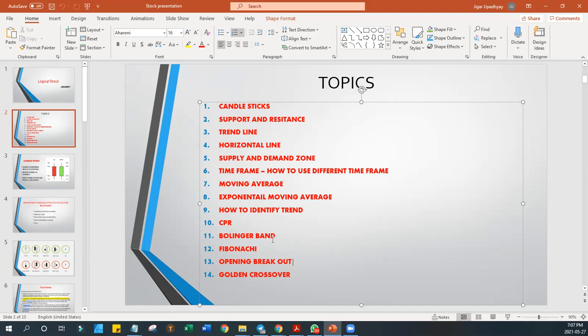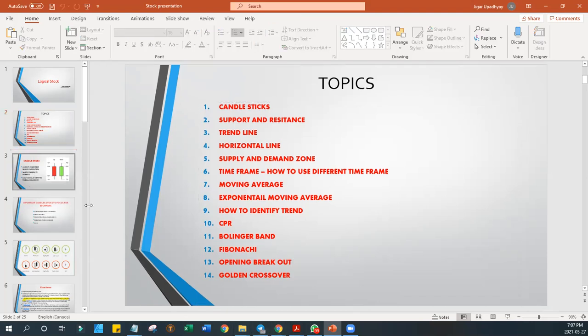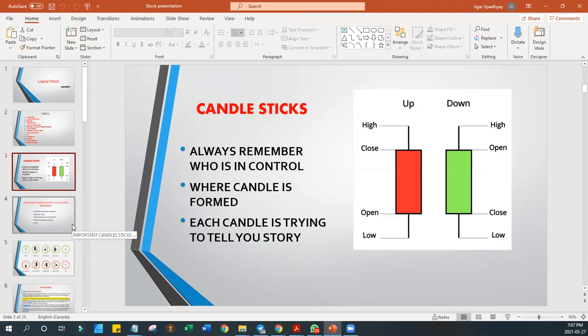Okay, so the first thing we're gonna talk about is candlestick. What is candlestick? It gives you an idea of what price the candle opened at, what price the candle closed at, what the high of the candle was, and what the low of the candle was. That gives you an idea regarding what the next move can be.